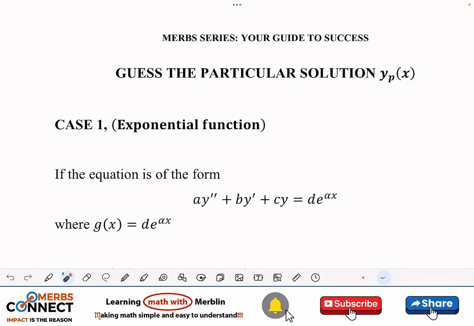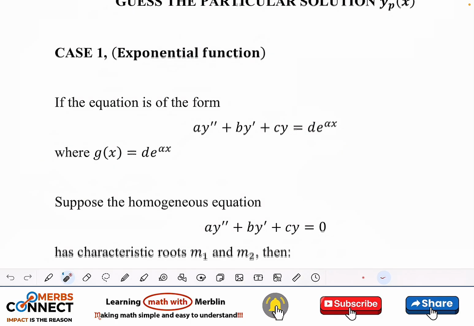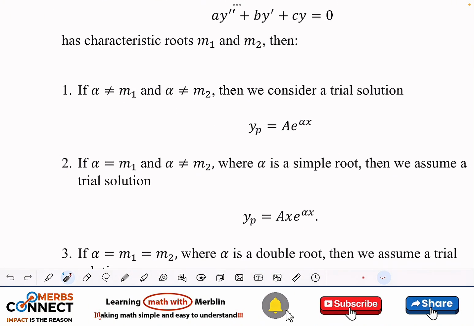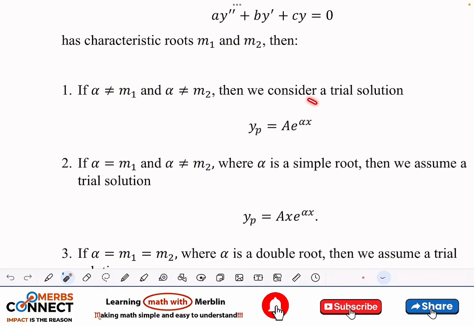So in this video, we are going to talk about the exponential function. We are taking the first case, right? So we are looking at the idea that the non-homogeneous aspect is, let me say, an exponential function, right? So remember what we just learned. We said if this is not the same, guess this, and then we just need to learn this.